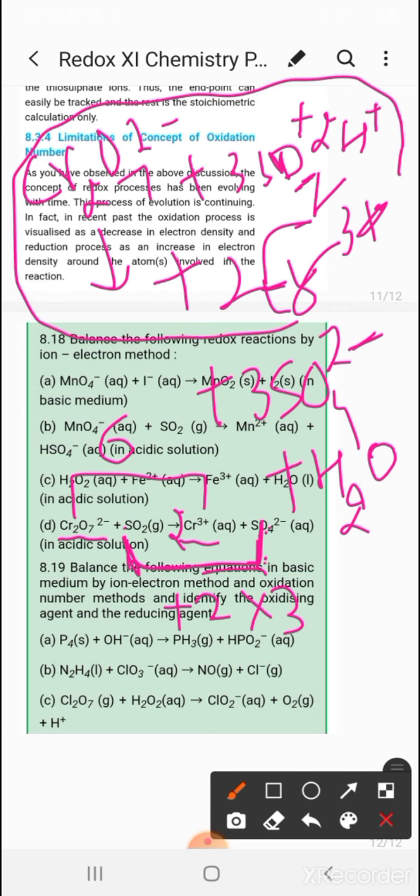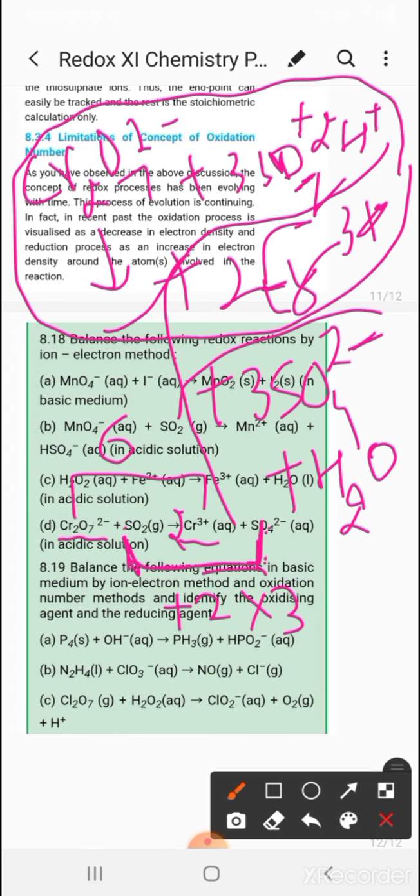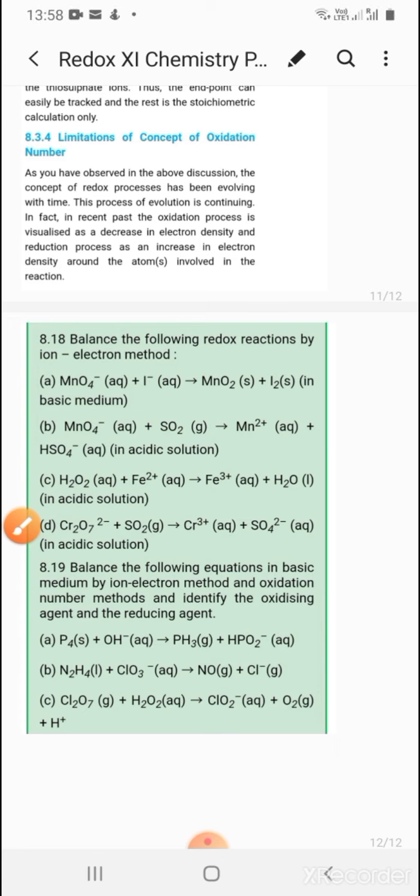So this is the left hand side part, and this is the right hand side part, which is again balanced. So this is a balanced redox reaction. It is not at all difficult, it is very easy, and it comes by practice only. If you practice these reactions by the oxidation number method, it is quite an easy method. And the ion electron method is again easy. I will discuss this method in the next video.